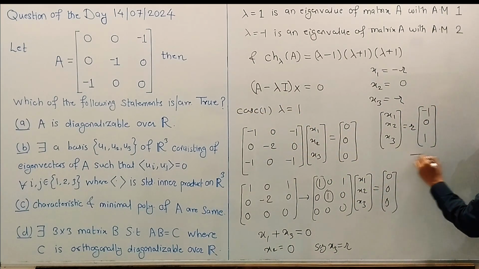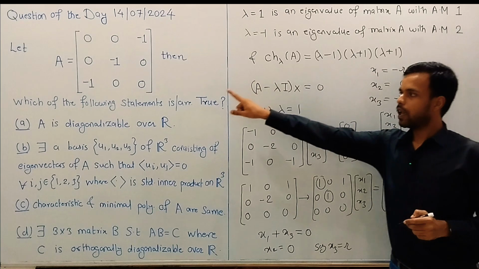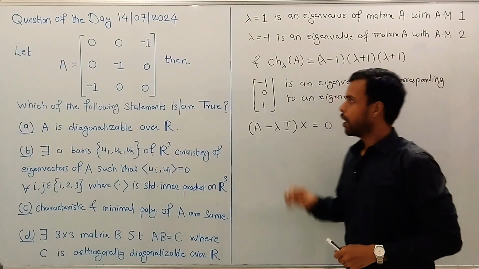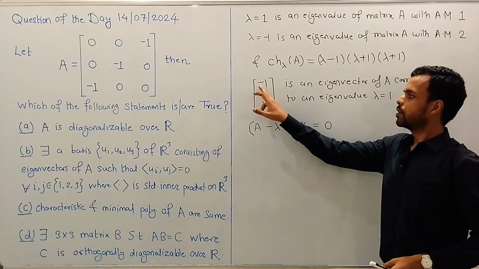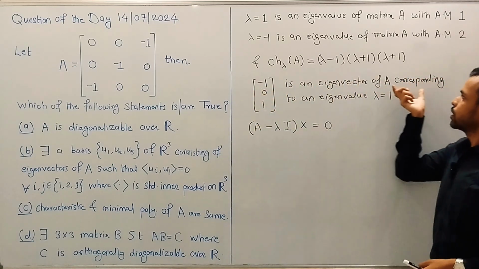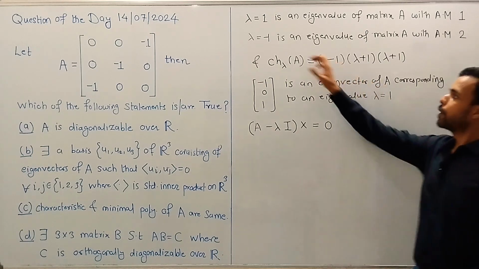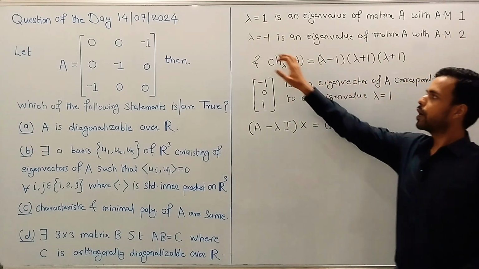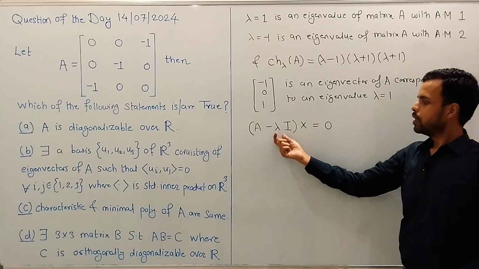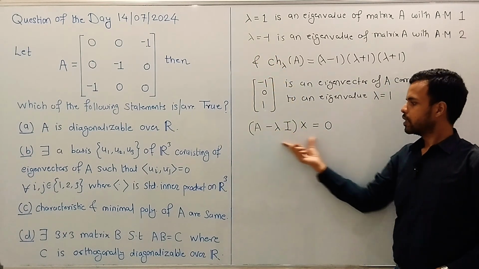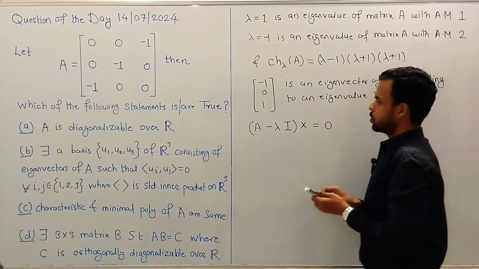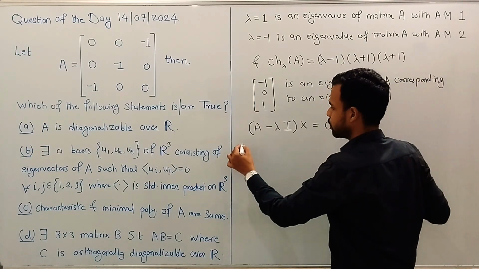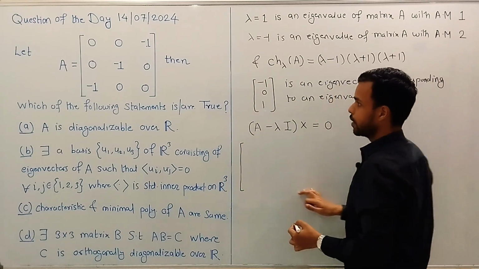So remember this. This is an eigenvector of matrix A corresponding to eigenvalue lambda equals 1. Up to now, we have seen that the vector minus 1, 0, 1 is an eigenvector of A corresponding to eigenvalue lambda equals 1. Now let's find the eigenvector of A corresponding to eigenvalue lambda equals minus 1. So we put lambda equals minus 1 in this homogeneous linear system. It will become A plus I. So we have to construct the matrix A plus I.